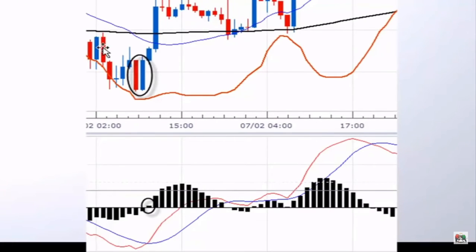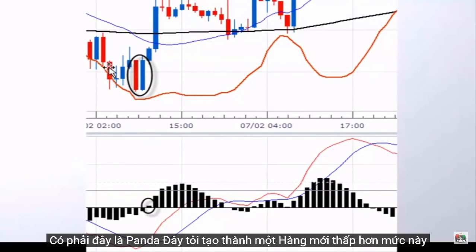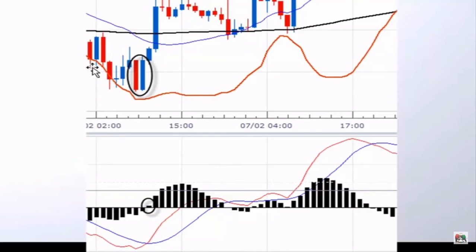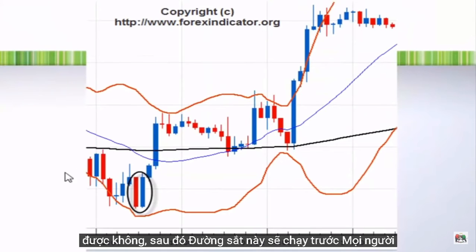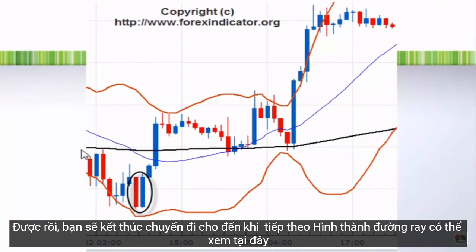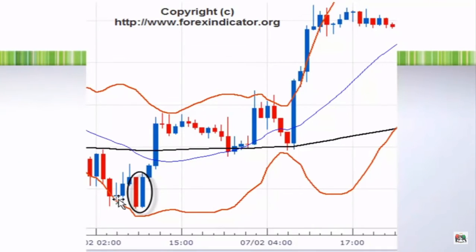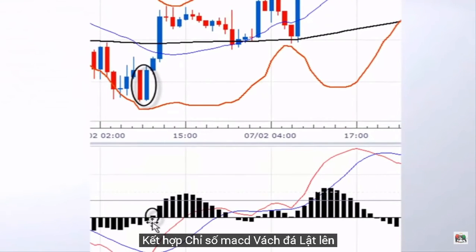However, can you see the next two candles? Can you see this candle here form a new low, which is lower than this? Then this railway track is forfeited. You will not enter a trade until the next formation of a railway track. Can you see here? Another railway track is formed, and at the same time the MACD indicator flips up.